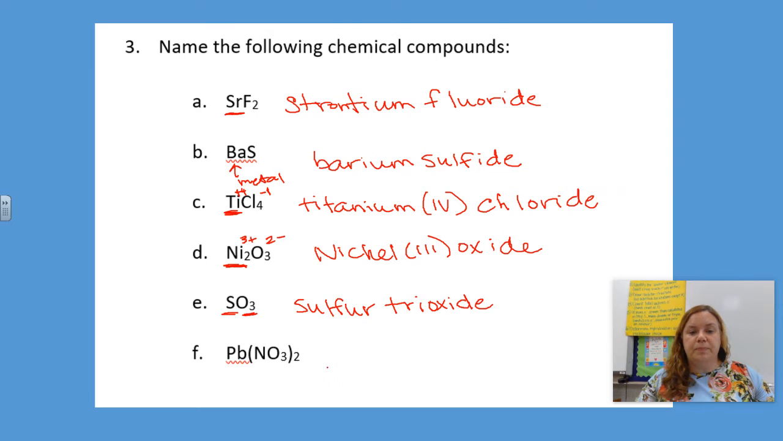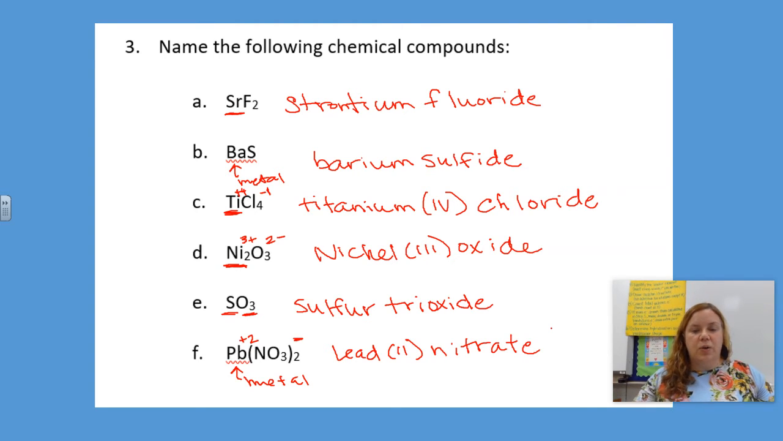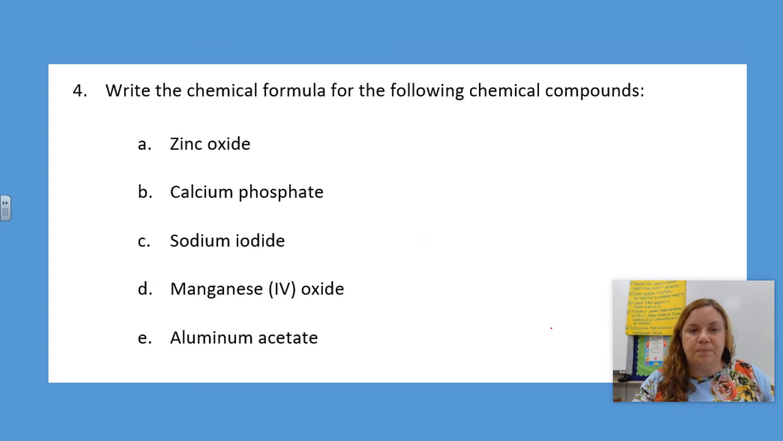Okay, this last one, lead, is a transition metal. So therefore, we've got to figure out the charge on it. The whole nitrate has a -1 charge. So that 2 must have come from lead being a +2. So we have lead(II), and then we just write nitrate. You guys are totally getting the hang of this more and more, I can tell.